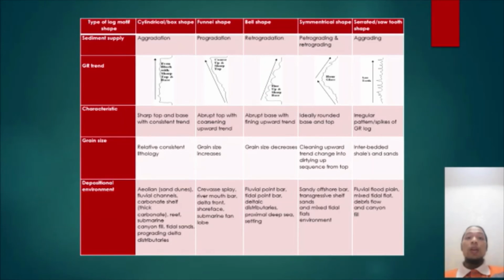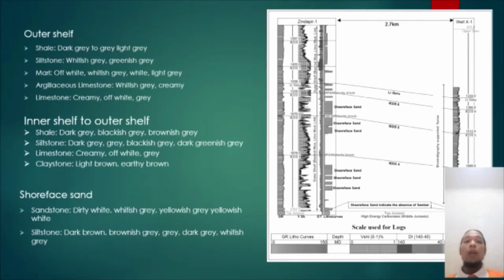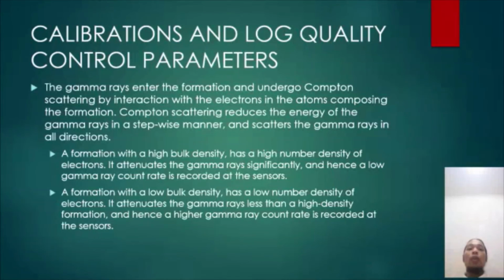This table shows the direct correlation between the facies and a variety of log shapes in relation to a sedimentological relationship, from a geophysical well log study on the paleoenvironments of the hydrocarbon production zone in the formation. This picture shows the facies interpretation of the Goru formation in Zindapir well X1. It shows the correlation between the GR lithofacies scale of a wireline log with a coloring scheme that was given. The next part is the calibration and log quality control parameter.